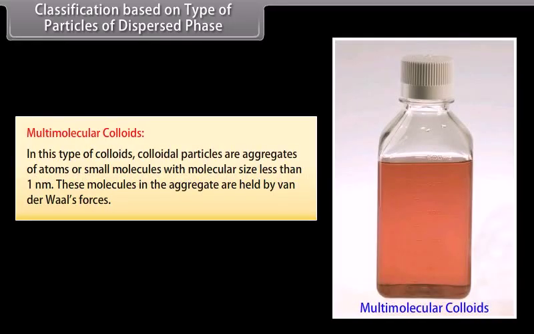Multimolecular colloids. In this type of colloids, colloidal particles are aggregates of atoms or small molecules with molecular size less than 1 nanometer. These molecules in the aggregate are held by van der Waals forces. For example, a gold sol consists of particles of various sizes, which are clusters of several gold atoms.